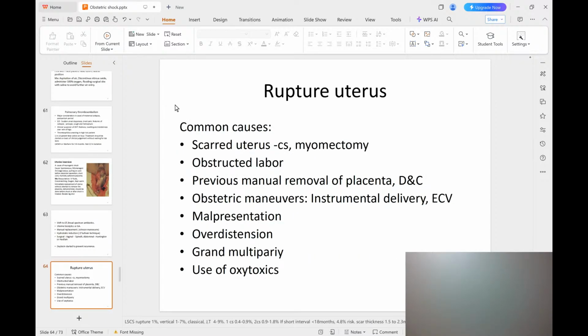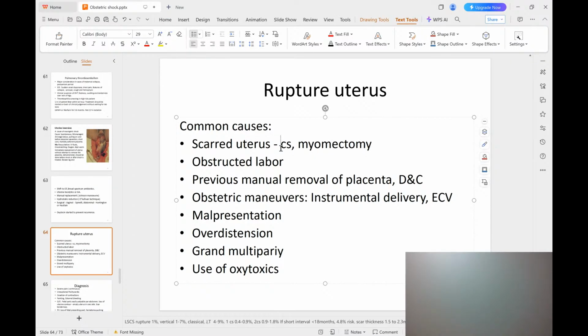Ruptured uterus is another cause of maternal collapse. The common causes are scarred uterus, from cesarean section or myomectomy, also obstructed labor, previous manual removal of placenta, dilation and curettage, obstetric maneuvers like instrumental delivery, external cephalic version, malpresentation, overdistension, grand multiparity, and overuse of oxytocics.